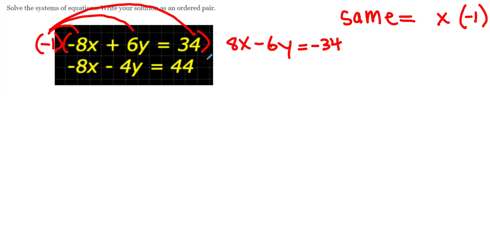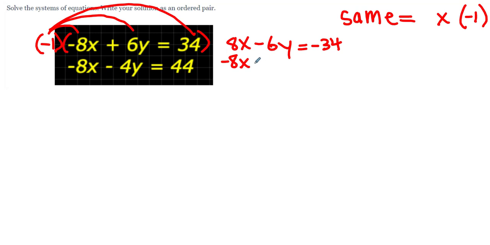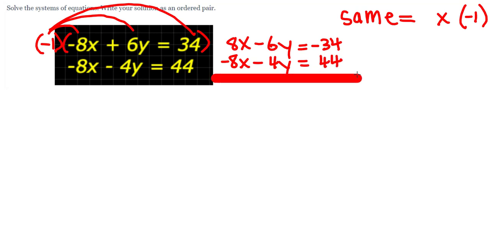And the bottom one, we're actually going to leave that alone, because notice that when I write -8x underneath positive 8x, that's going to cancel. That's just like in the last question where you had 10x and -10x, they cancel. So I'm just going to rewrite the bottom: -8x minus 4y is equal to 44. And at this point, because we have opposites, we're going to go ahead and add those equations together. The -8x and the positive 8x will cancel. -6y minus 4y is -10y. And then -34 plus 44 is going to give us 10.